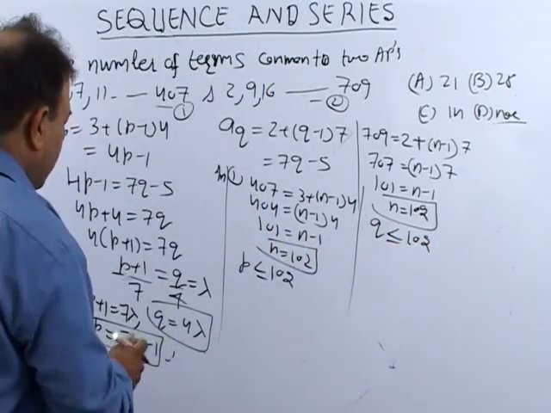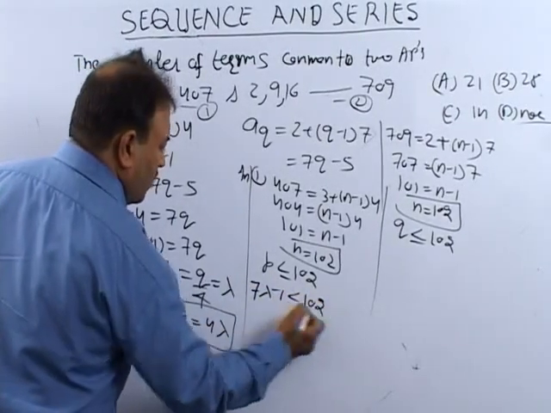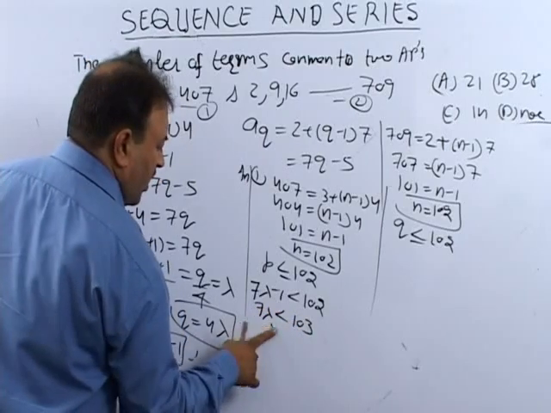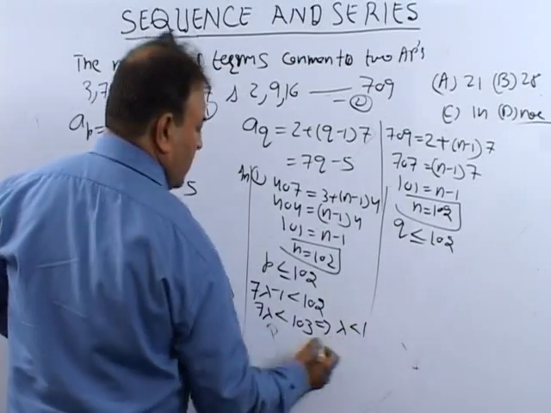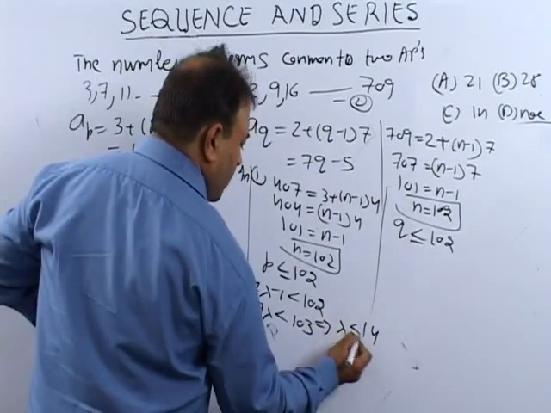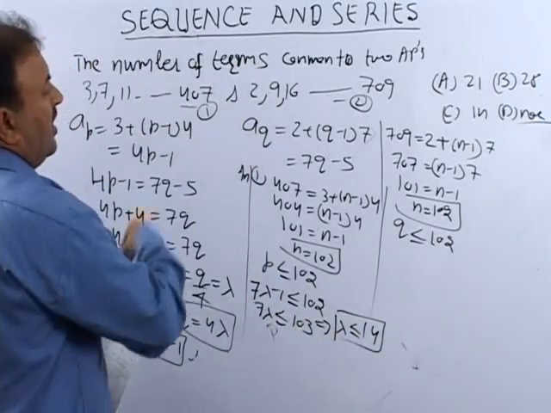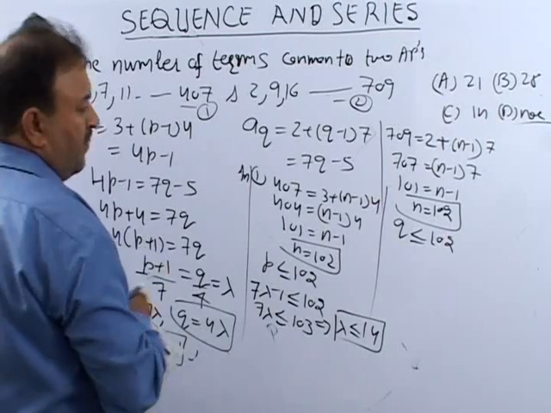Now substituting the values, what is P? 7 lambda minus 1 is less than or equal to 102. 7 lambda is less than or equal to 103. Lambda, we can conclude from here, lambda is what? 7 14s are 98, it should be equal to 14. इसका मतलब पहले वाले में कॉमन टर्म्स कितनी है? It is less than or equal to 14.